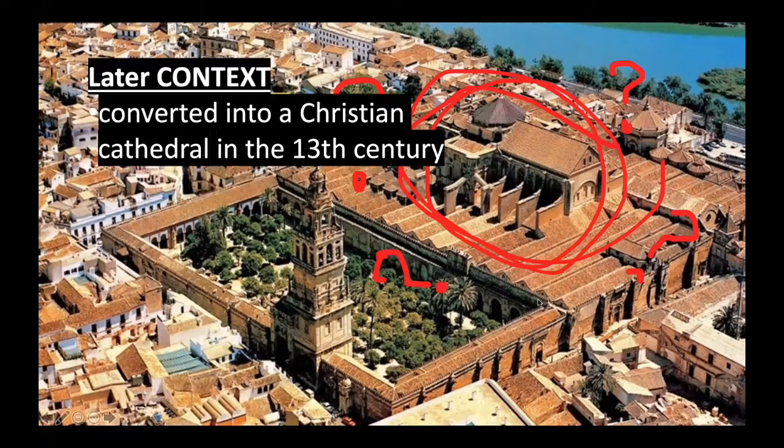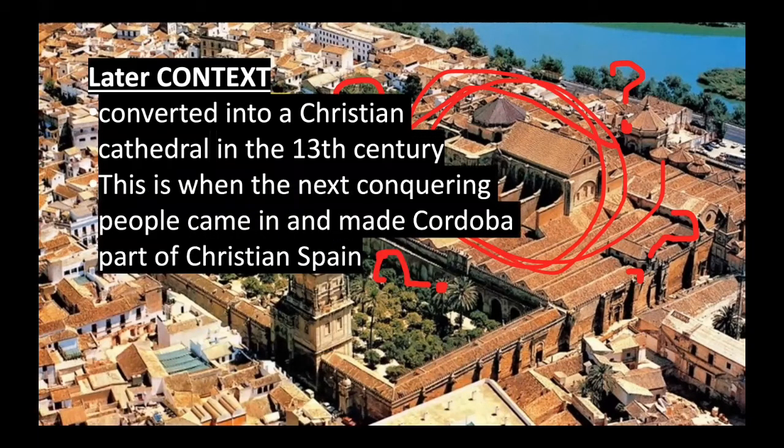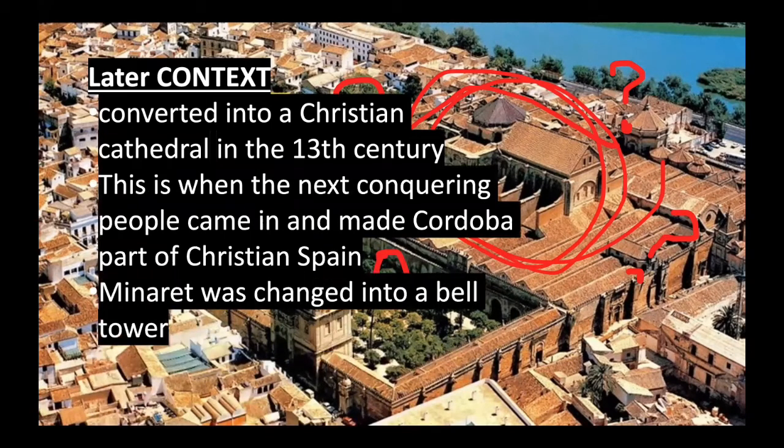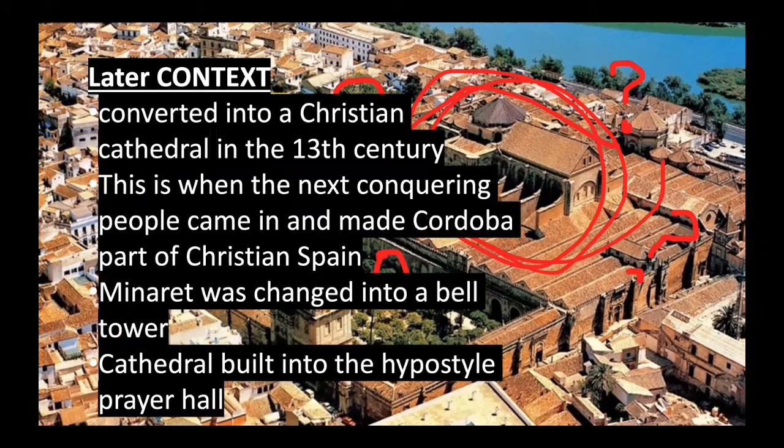All right, so this is some later context. So again, the Umayyad lose control over the city. This is converted into a Christian cathedral in the 13th century. So this is when the next conquering people come in and they made Cordoba part of Christian Spain. And then that minaret, which was the call to prayer, becomes a bell tower. And the cathedral is built right into the hypostyle prayer hall.